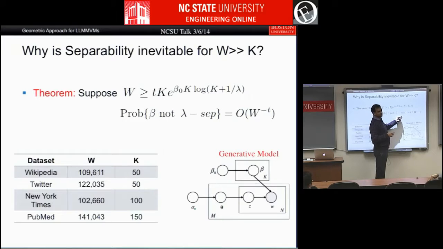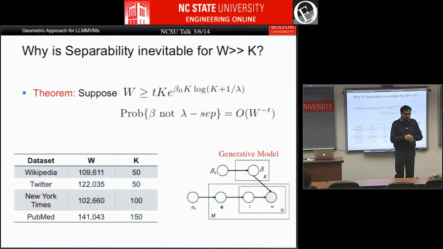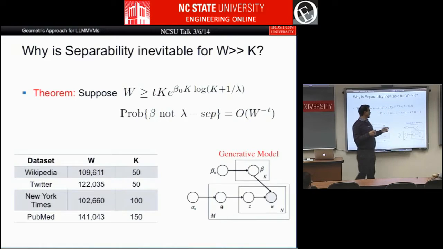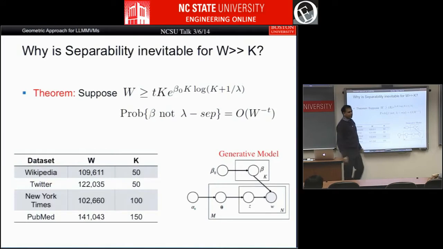Probability that beta is not lambda separable goes to zero as the number of words increases, or as t goes to infinity. And for any general classes of problems that we want to consider, certainly this is too small a number to even worry about. Okay?